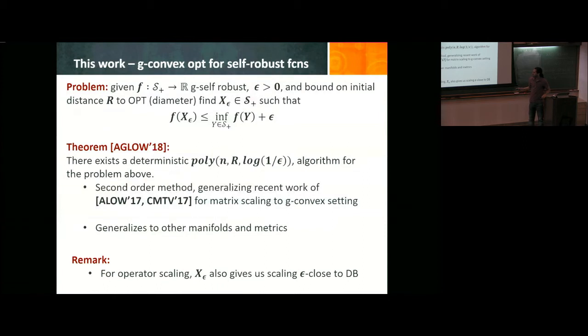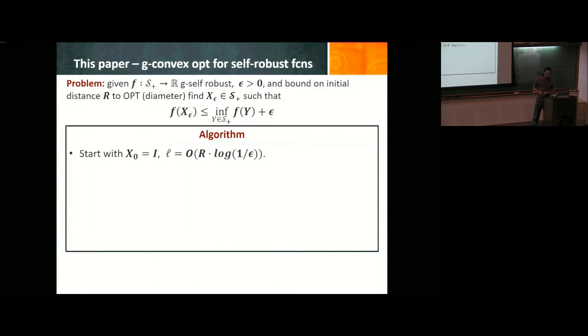Okay? Now, for operator scaling, if I put f here to be the capacity, right? If I find this x epsilon such that the capacity of x epsilon is less than or equal to the minimum norm plus epsilon, it means I'm very close to the element of minimum norm. So that's what I want, right? I want to develop this algorithm because I want to find this scaling that's very close to doubly balanced, right? Okay, so here's the algorithm.